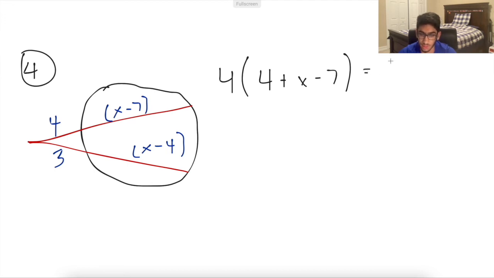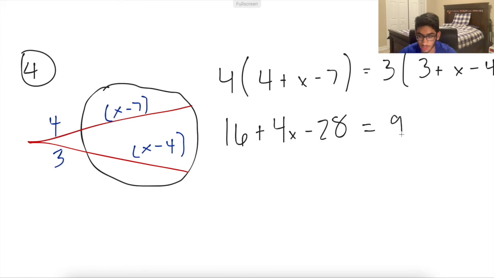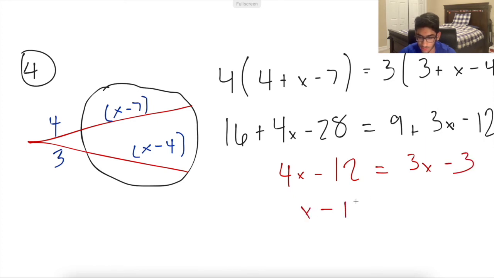And so same thing for the other secant. We have 3 times 3 plus x minus 4, because that is the whole. And then from here we can use distributive property. So we have 16 plus 4x minus 28 equals 9 plus 3x minus 12. And then from here we can just combine like terms on both sides. So on here we would have 4x minus 12 equals 3x minus 3. Subtract 3x, we have x minus 12 equals negative 3, add 12, x equals 9.